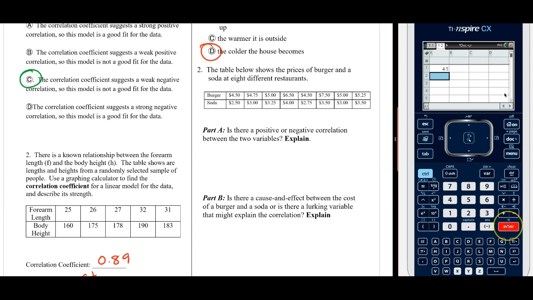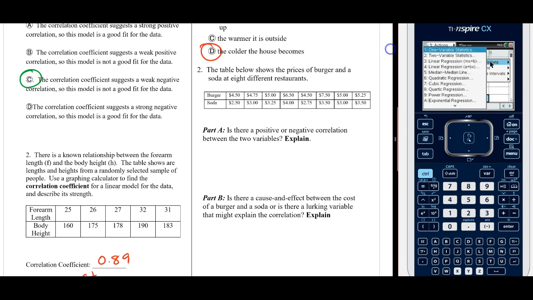So 4.5, these are all my burgers: 4.5, 4.75, 5, 6.50, 4.50, 7.50, 5, 5.25, and then my soda: 2.50, 3, 3.25, 4, 2.75, 3.50, 3, and 3.50.